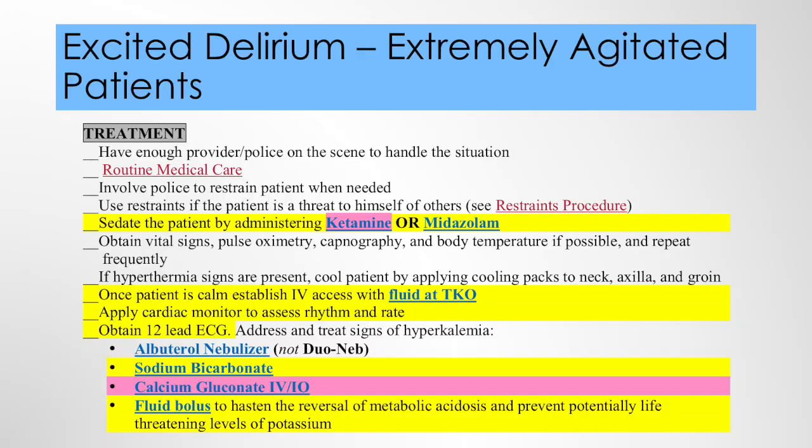And here's just an excerpt from the SMO about excited delirium, showing where the ketamine or midazolam would be used, who's going to use it. There it says in yellow, starting at the intermediate level, once the patient's calm, get an IV and give them fluids. And if they're hyperkalemic, you also want to start with fluid boluses, try to dilute that out a little bit.